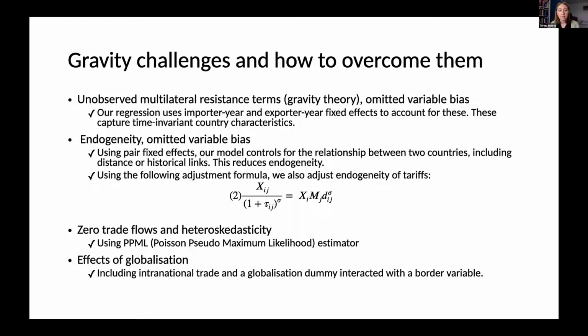And this is kind of in line with existing literature as well. To overcome the problem of zero trade flows and heteroscedasticity, we use the PPML estimator. We also use a globalization dummy that is interactive with the border variable to account for the fact that trade does have a tendency to increase over time.